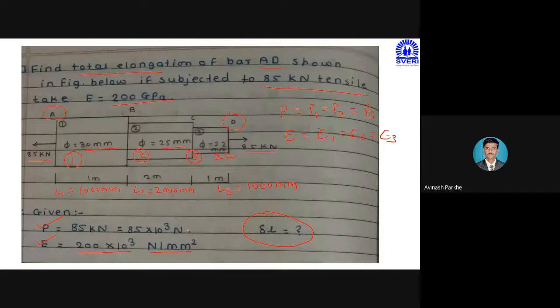Then the next problem we have discussed is related to the same. Again, one bar is there. It is subjected to an external load of 85 kilonewton. In the statement itself, they have mentioned the bar is subjected to an 85 kilonewton tensile load. So according to the direction, we can say that all three sections are under tension. For the further calculation, the three diameters are given: first 30 mm, then 25 mm, then 22 mm. By using all those diameters, we can calculate the cross-sectional areas, that is A1, A2, A3.